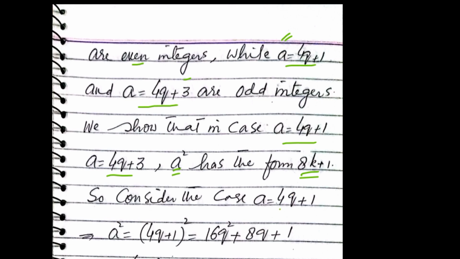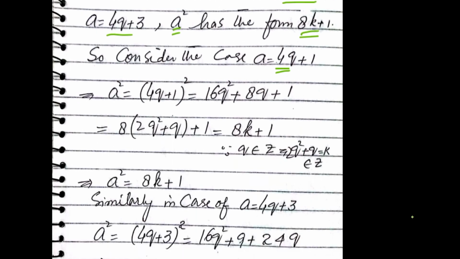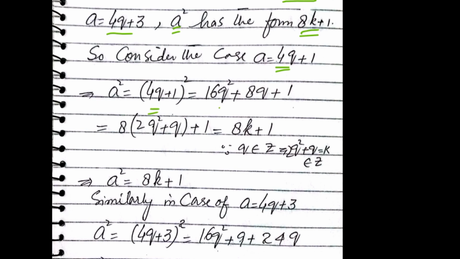Consider the first case when a is 4q + 1. By taking its square, we have 16q² + 8q + 1. Taking 8 common from the first two terms, we have 8(2q² + q) + 1. As q is an integer, this sum is also an integer, and we say this is equal to k. Hence, this is of the form 8k + 1.